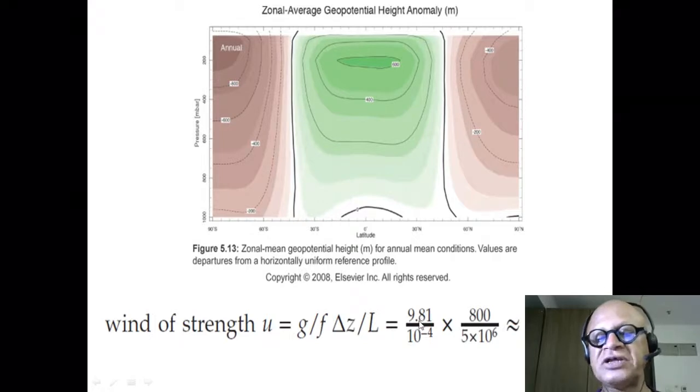So you plug in the approximate values for the scales that we see here. That's typical. So 9.81 divided by 10 to the minus 4 at some particular latitude, times a drop of 800 meters over 5,000 kilometers, right? 5 times 10 to the 6 meters. That gives us a value of geostrophic wind of 15 meters per second.